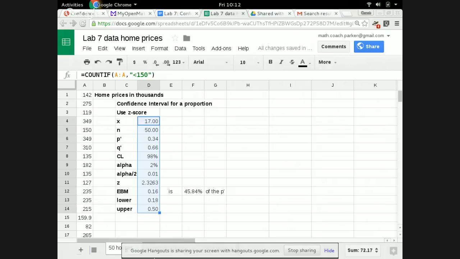Because if you decrease your confidence, then that is going to, let's see, how do I switch tabs here? It's not letting me switch tabs.